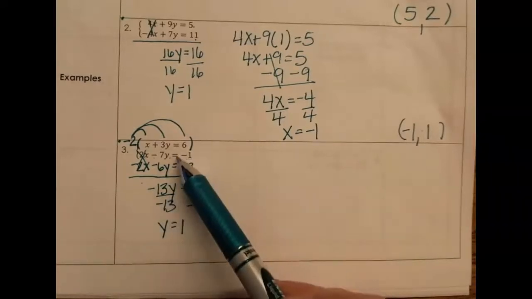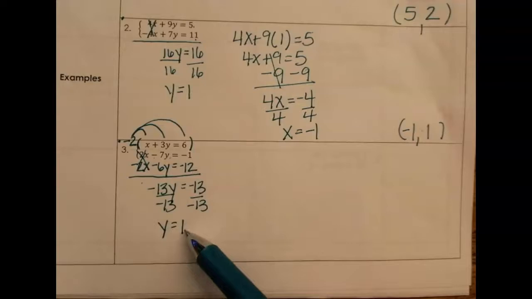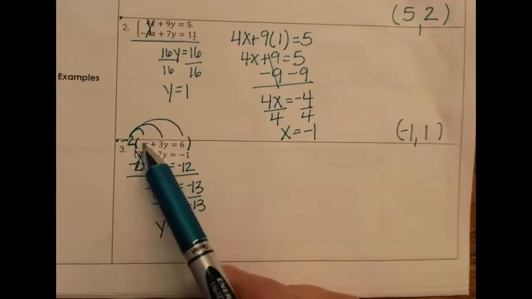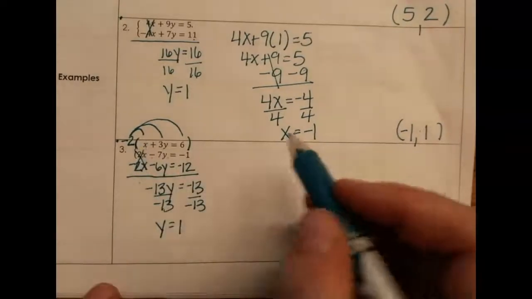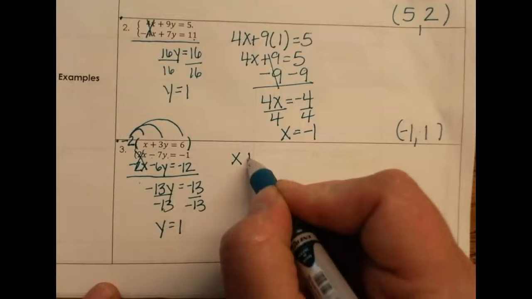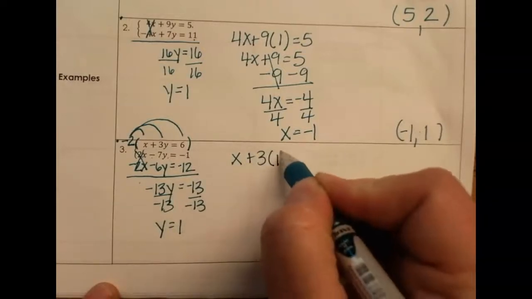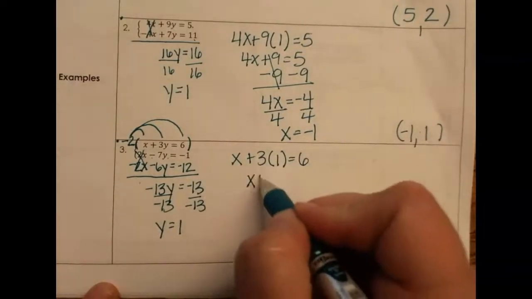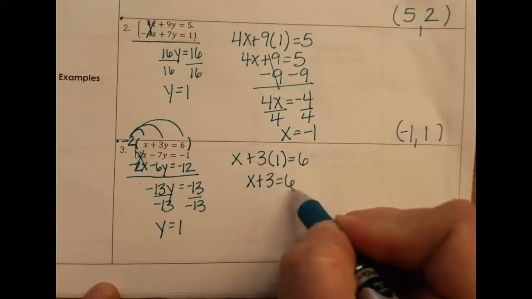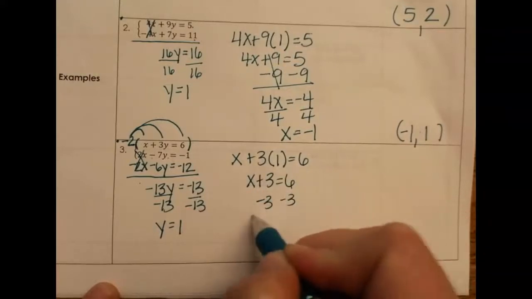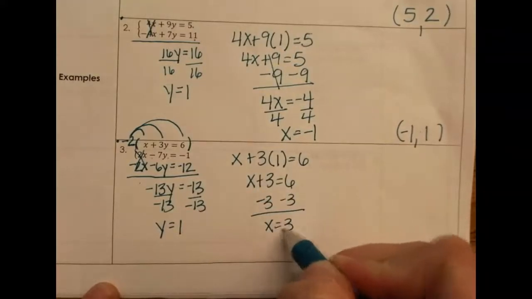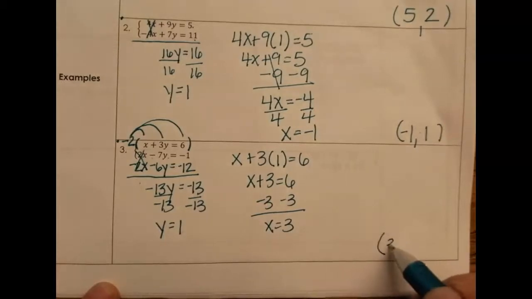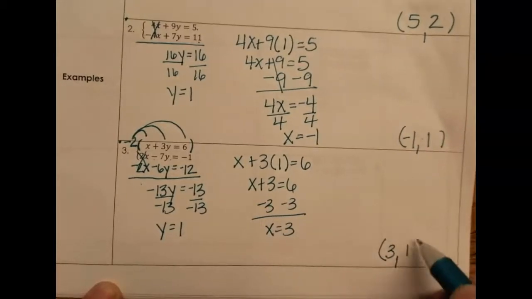So now I'm going to pick one of my original equations, and I'm going to plug 1 into it. I'm going to pick the top one because it's going to be easy to solve for x there. So we got x plus 3y, well y is 1, equals 6. So x plus 3 equals 6. Use your inverse operations, and x equals 3. So we're going to write our final point, (3, 1).